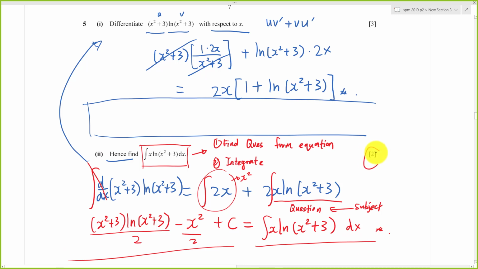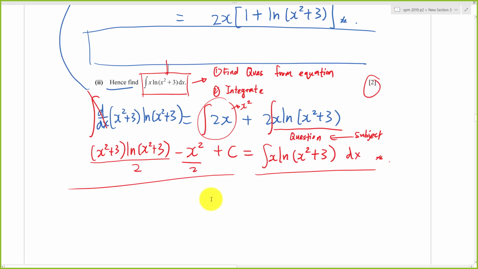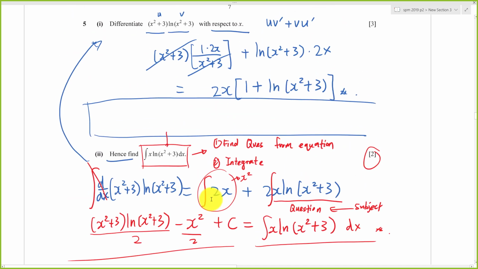So for this 2-mark question over here, you didn't really integrate much. Even though it seems very difficult because they ask you to integrate x ln of x squared plus 3, and then you realize you never learned how to integrate it, actually the whole question just wants you to simplify. You only integrate one thing, which is 2x, which is extremely easy for you. Okay, so far so good, right? If not okay, must tell me.